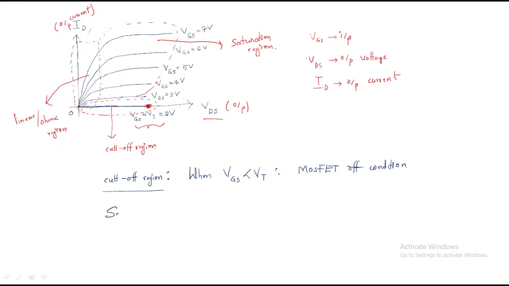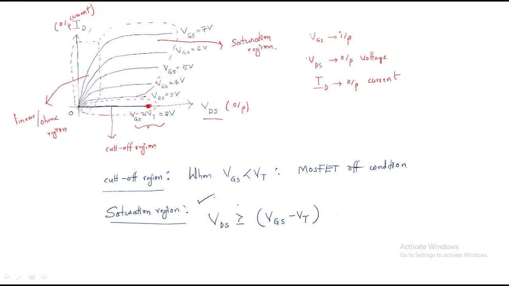So next we will tell the saturation region. What is the saturation region here? In order to get the saturation region, the VDS value must be greater than VGS minus VT. We should give the output voltage greater than VGS minus VT. Then that region is known as the saturation region.